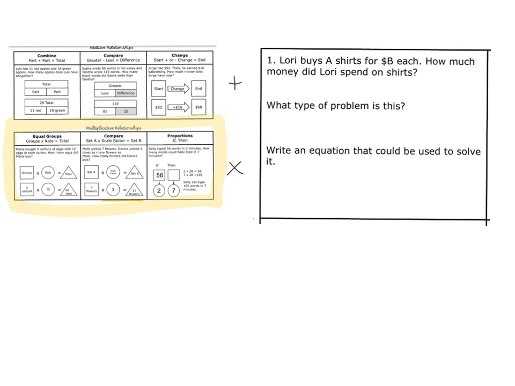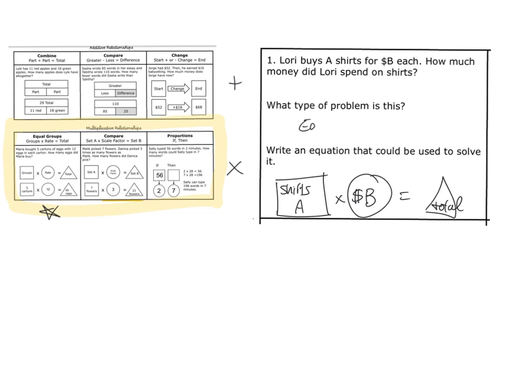So here we really have equal groups. We have equal purchases because every shirt has the same price. So we're going to use our equal groups problem type. So we need our number of groups. In this case, that's going to be our number of shirts, and that's A. And then we're going to multiply that by our rate, and our rate is B dollars. That's the cost of each shirt, and that's going to equal our total. All right. I should also write down that this is an equal group problem.